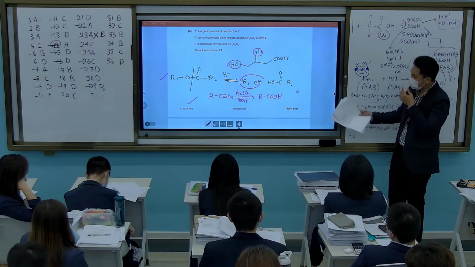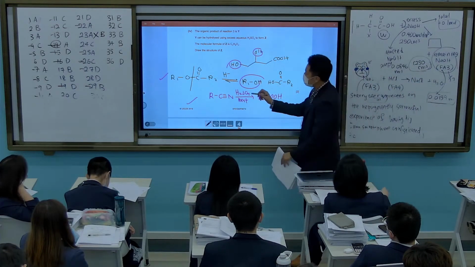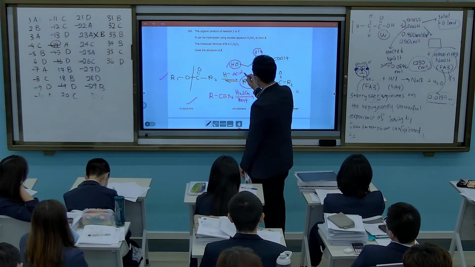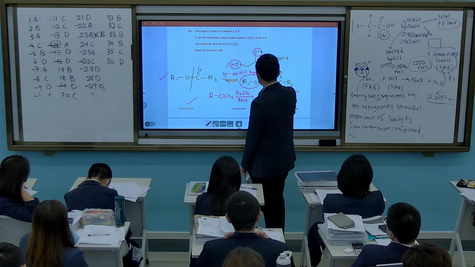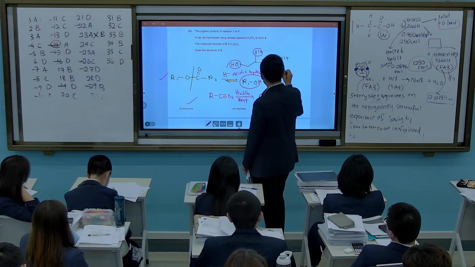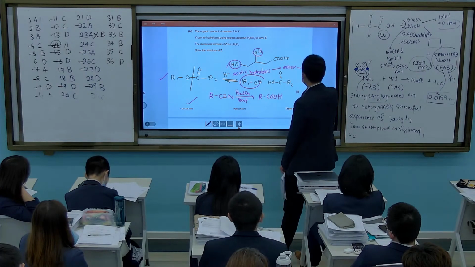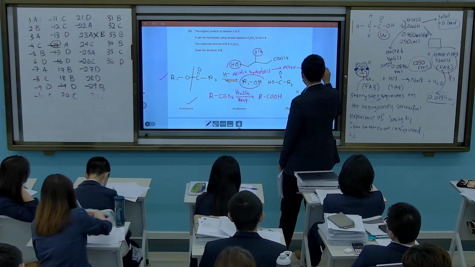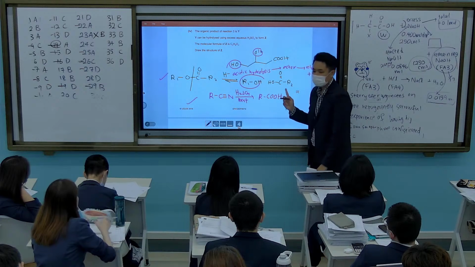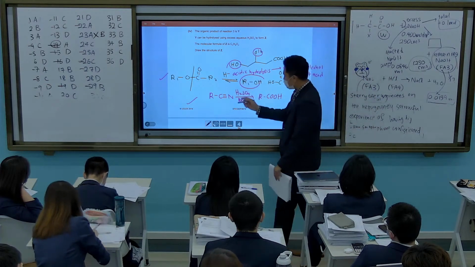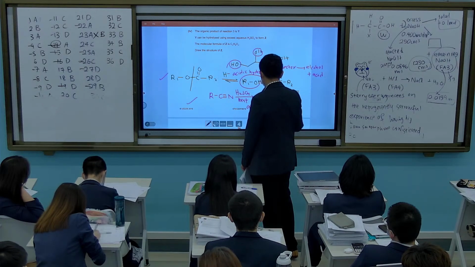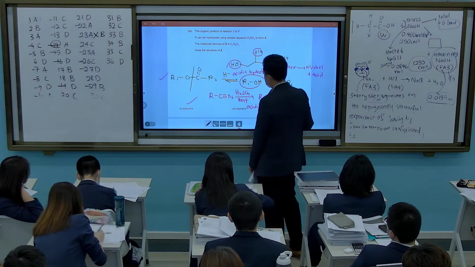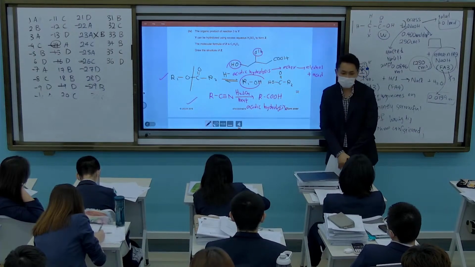What is the name of this first reaction? It's called acidic hydrolysis. What happens in this reaction? The ester will break into the alcohol plus the carboxylic acid. In this reaction, the name is also acidic hydrolysis.